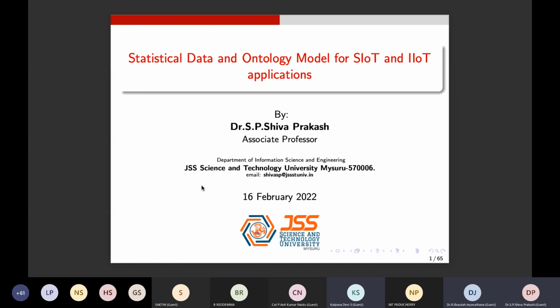So today I'll be discussing two important models, where anyone who is trying to propose something or trying to work on a data set, how they can process this data, or what are the important terminologies that have to be covered. Especially with respect to the statistical data that will be generated by both SIoT and IIoT.